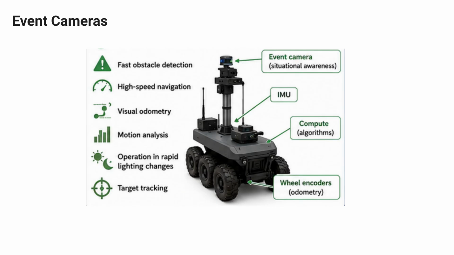For a UGV, this can support rapid obstacle detection, visual odometry, high-speed navigation, motion analysis, and target tracking. The limitations are that stationary objects generate little information, the output is not intuitive for operators, and specialized algorithms are required. Event cameras are being explored and deployed in defense applications, including drone detection, tracking, and other high-speed sensing tasks. For unmanned ground vehicles, they are best used alongside RGB, thermal, or other sensors rather than as the main driving camera.